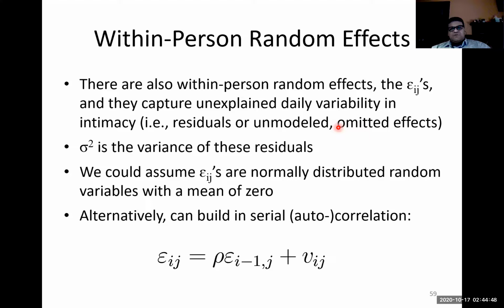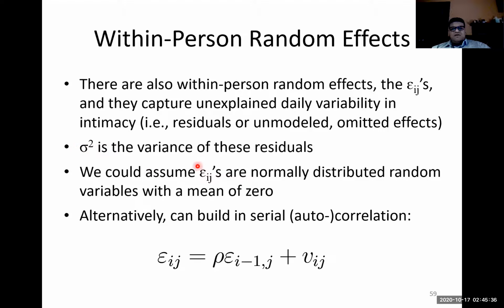A couple of words about the within person random effects. The within person random effects, the eij's, capture unexplained daily variability in intimacy. You could think of them as residuals, or you could think of that term as representing all the unmodeled and omitted effects that could be having an influence on daily intimacy, but that we have not included in our model. So that's another way of thinking about the residual. The variance of this residual term, or those residuals, is sigma squared.